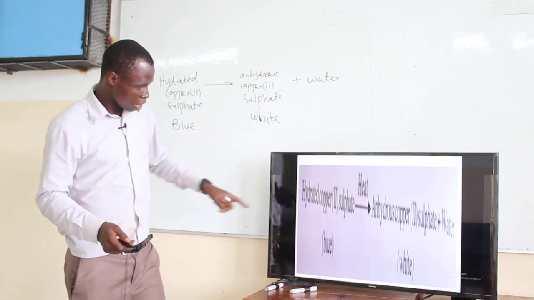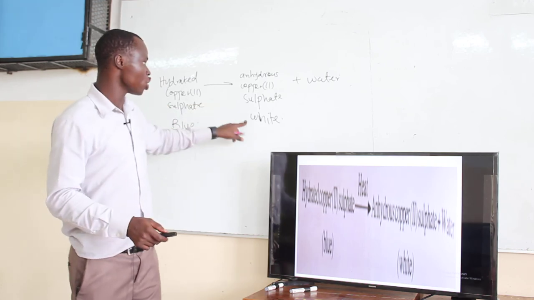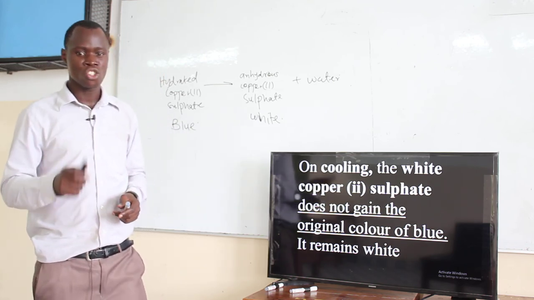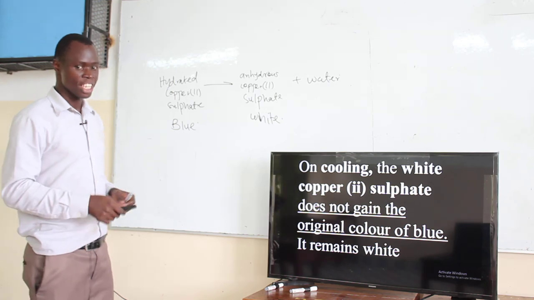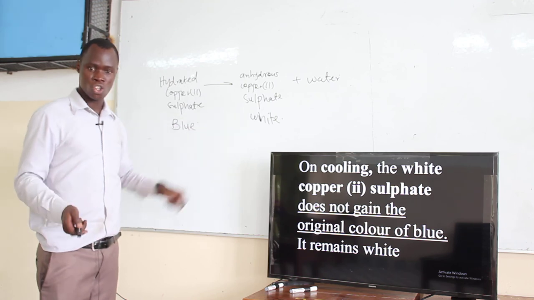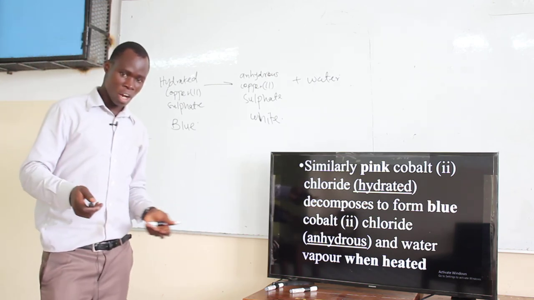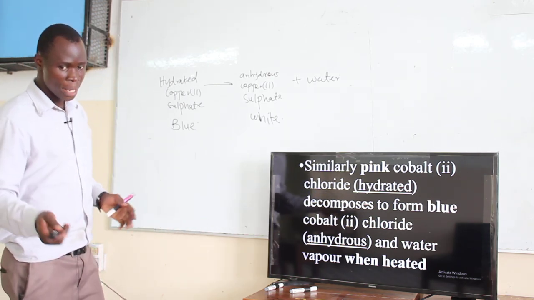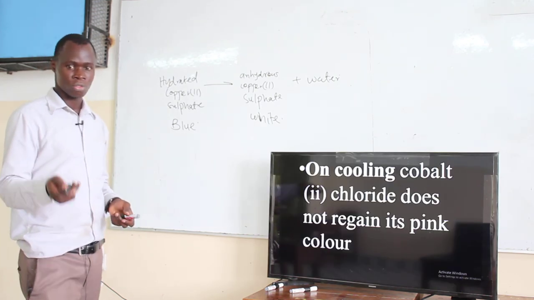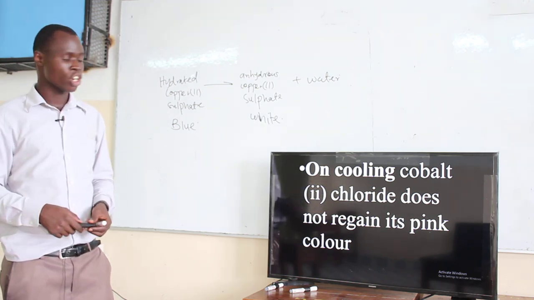So hydrated copper sulfate, in other words, with water, is written here. This is blue, this is white, this is water. On cooling, the copper sulfate does not regain the original blue color, it remains white. Similarly, pink hydrated copper 2 chloride can also change from pink to blue when heated. On cooling, it does not regain its original color.